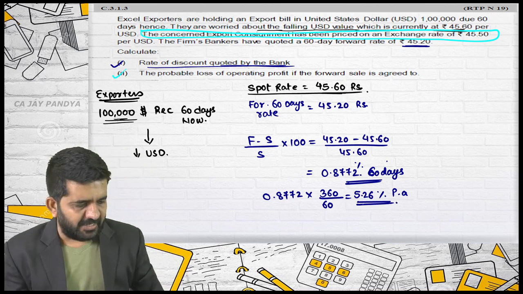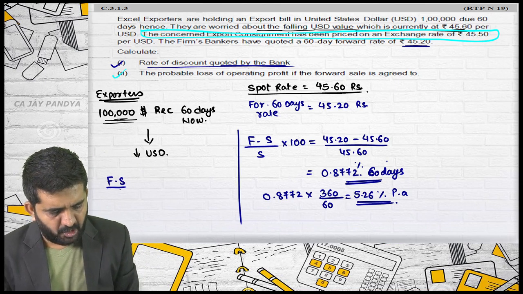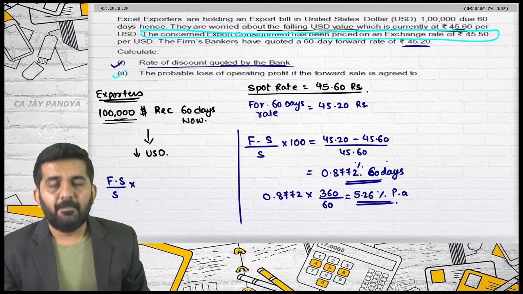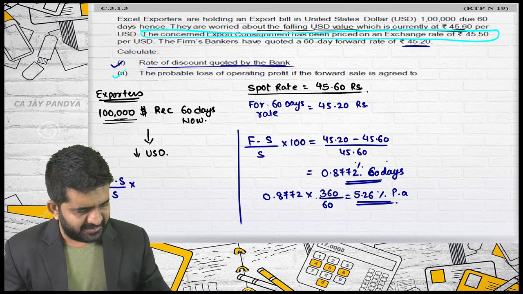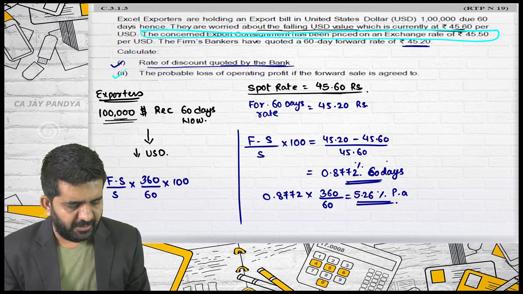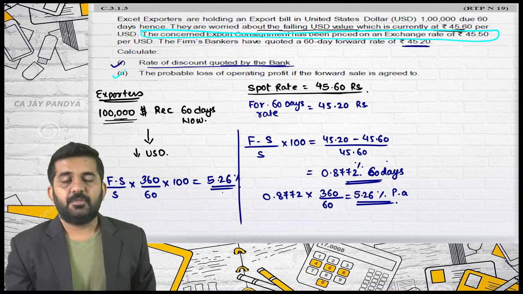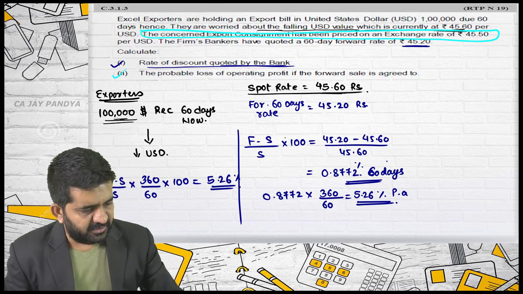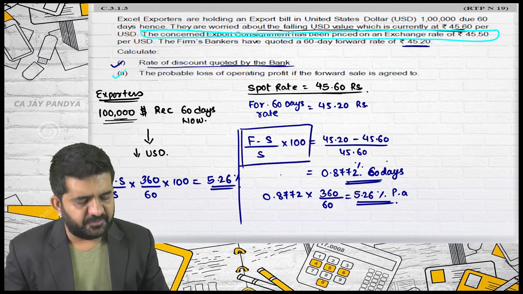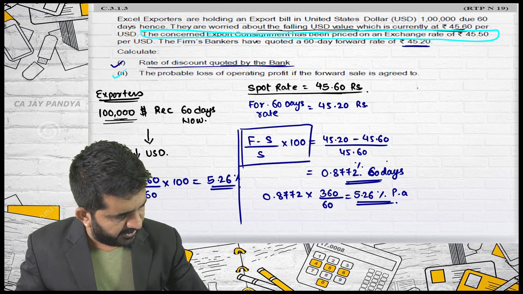What I was telling you, how to modify the formula, is very simple. Forward minus spot divided by spot, multiplied by 360 divided by number of days or months, which is 60, multiplied by 100. You will directly get the answer of 5.26 percent. Because in this, what you get is a rate for 60 days and then you need to convert it into a per annum rate. Is it all right?